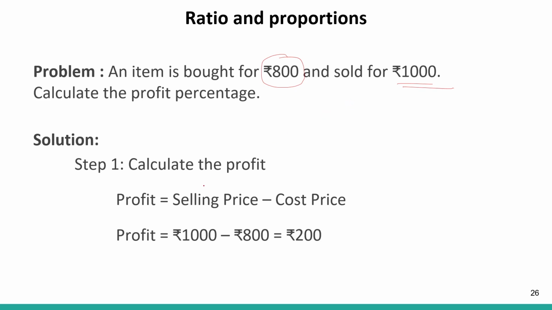Profit is selling price minus cost price. The selling price in this case is 1000 rupees, this is the SP and this is the CP, that is cost price. So 1000 minus 800 is 200 rupees. So the profit is 200 rupees. We want to calculate the profit percentage.